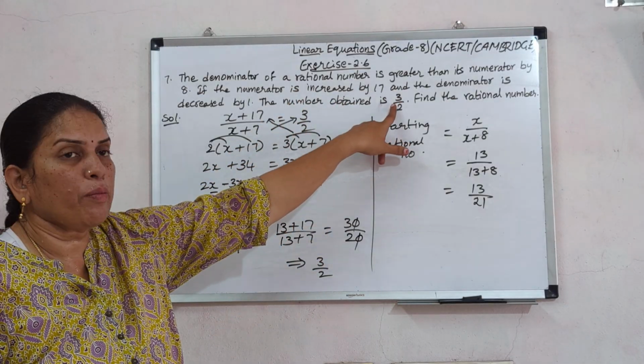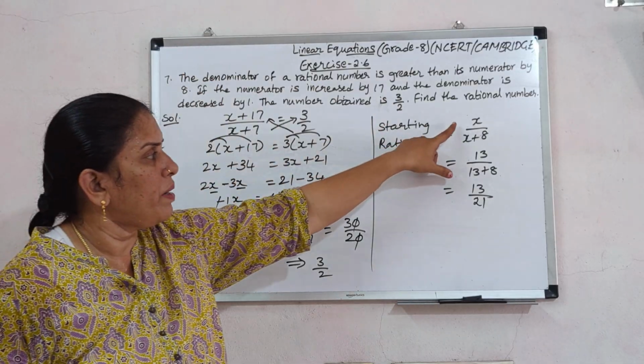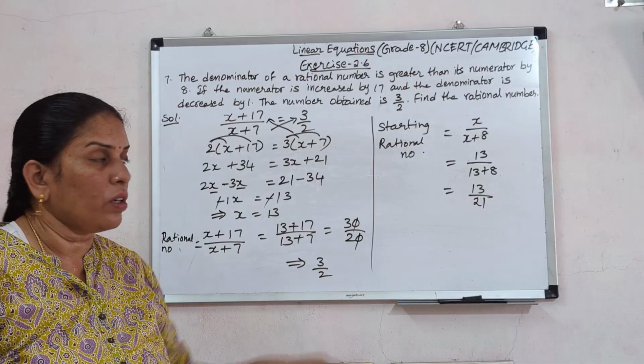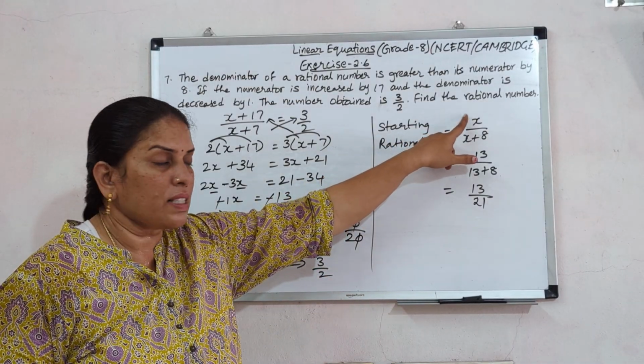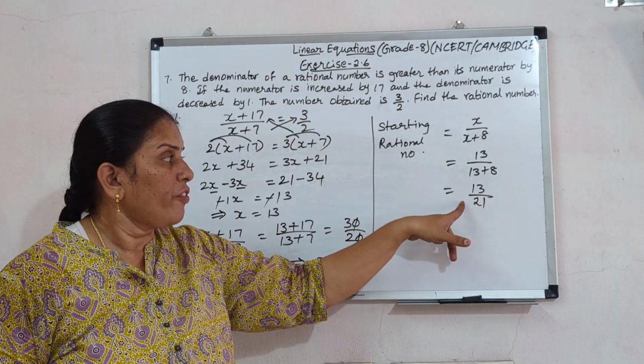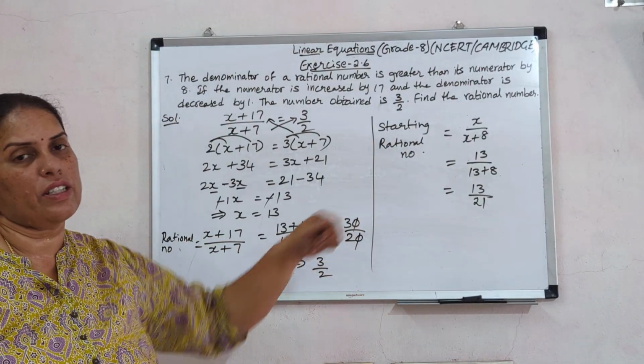This is the rational number when they increased 17. Already they had given 3 by 2. For checking we can use this one. Starting, what is the rational number? This is the rational number we got. Understood? Numerator we got as x, denominator as x plus 8 in the starting, first step. If I substitute there, you get this value. This is the required rational number.